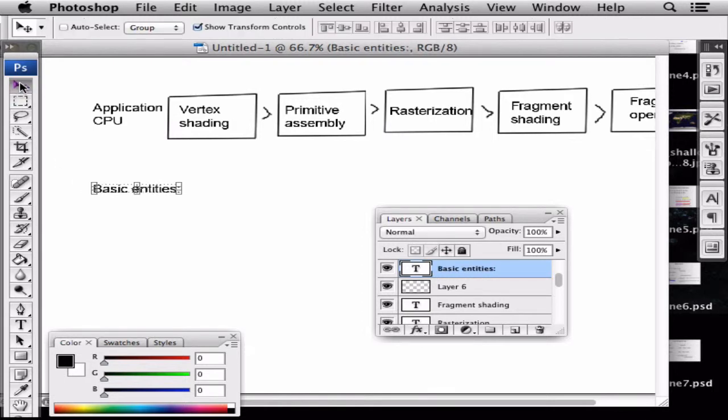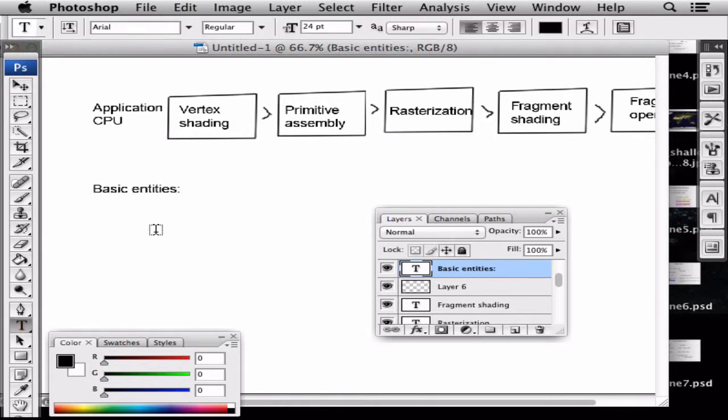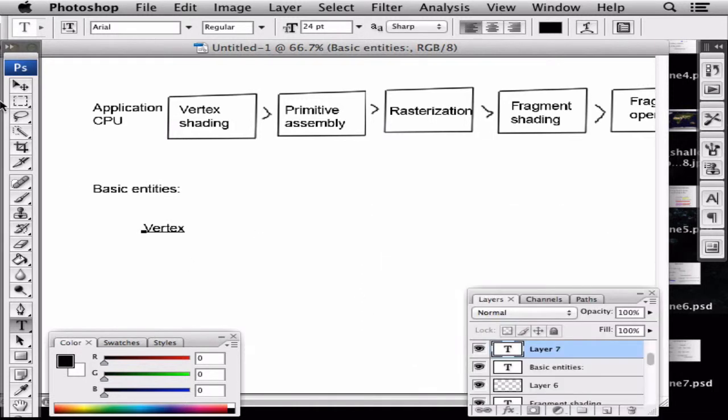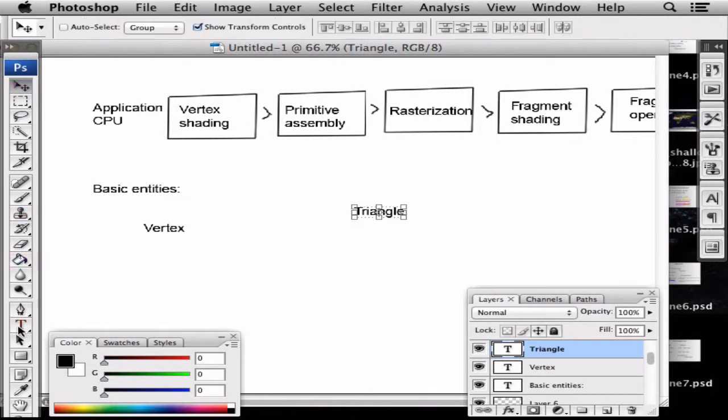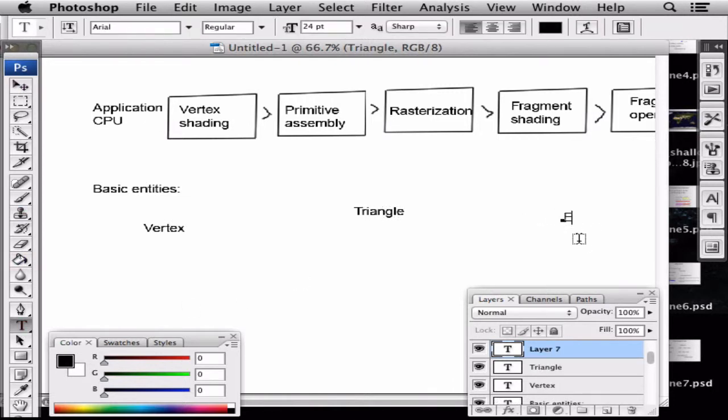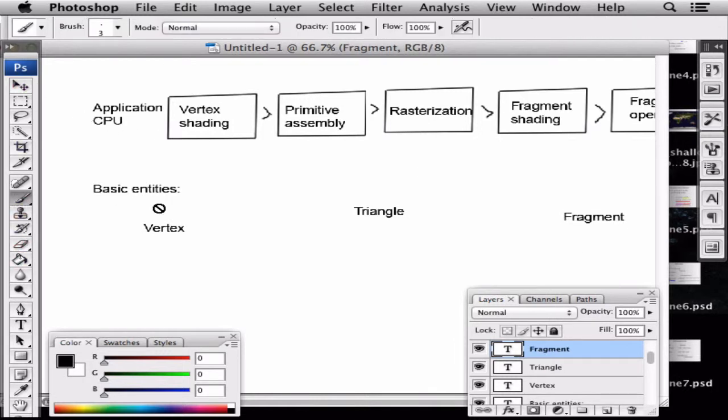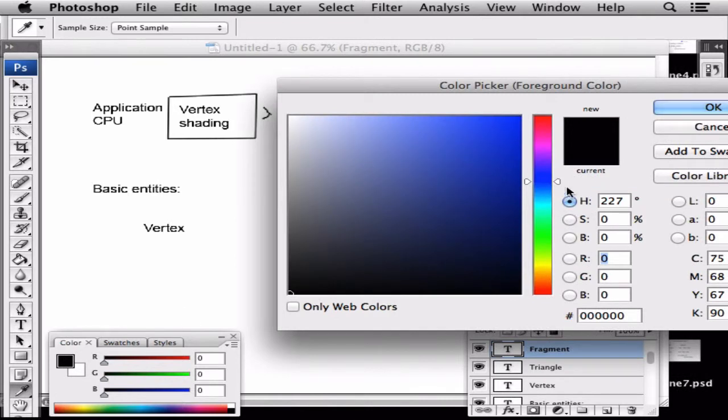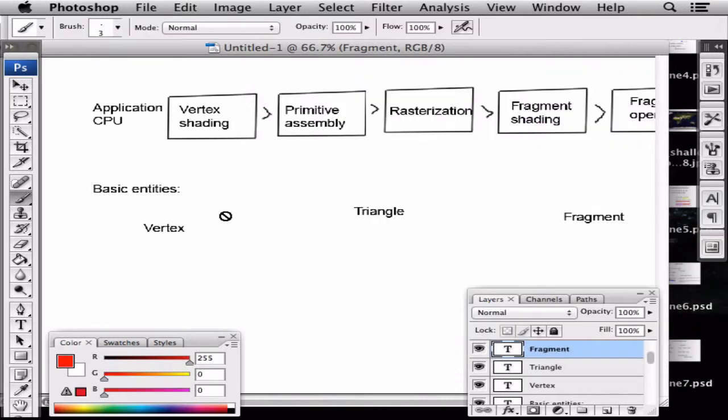that go through, and on this end we have vertex as a basic entity, and in the middle the vertices become triangles, triangle, and over here they are converted to something called fragments, fragment.